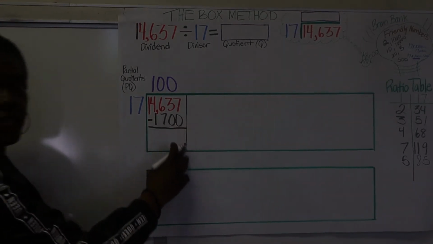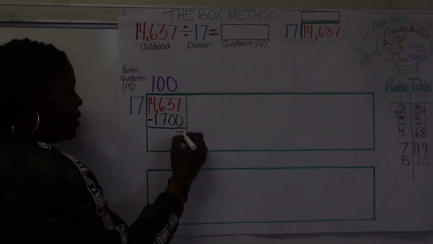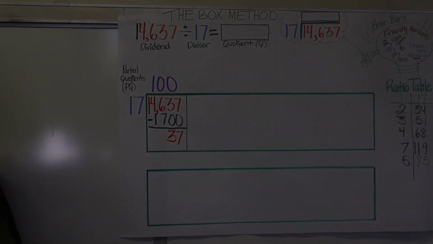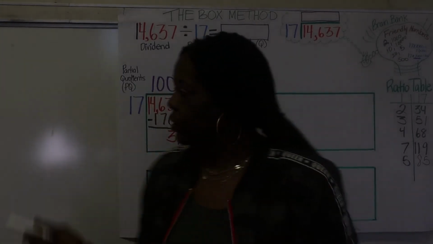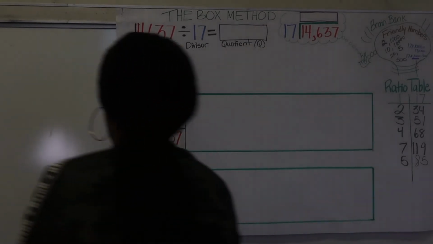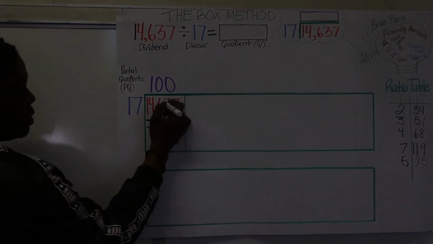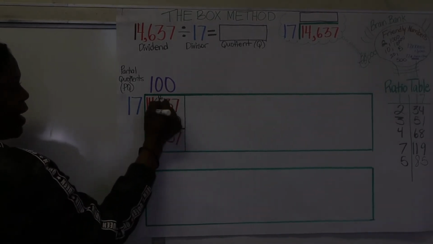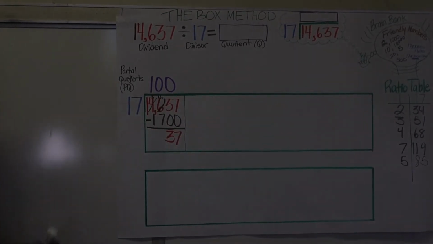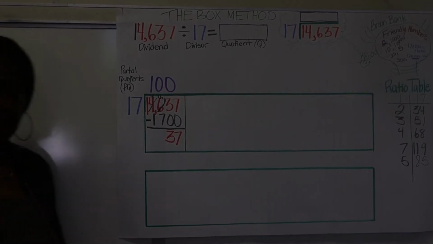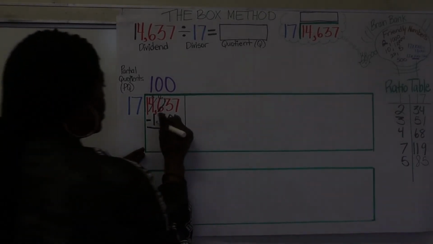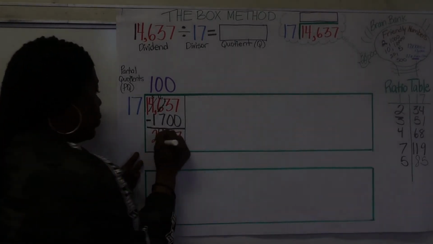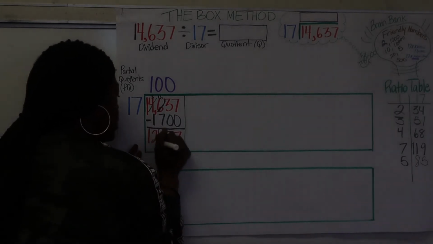7 take away 0 is what? 7. 3 take away 0 is? 3. Now, what do I do here? Regroup. I need to regroup, okay? And so when I regroup, I borrow from the nearest 6 and that becomes a 16. What is 16 take away 7? 9. And what is 3 take away 1? 2. And then what do we do with this one right here?